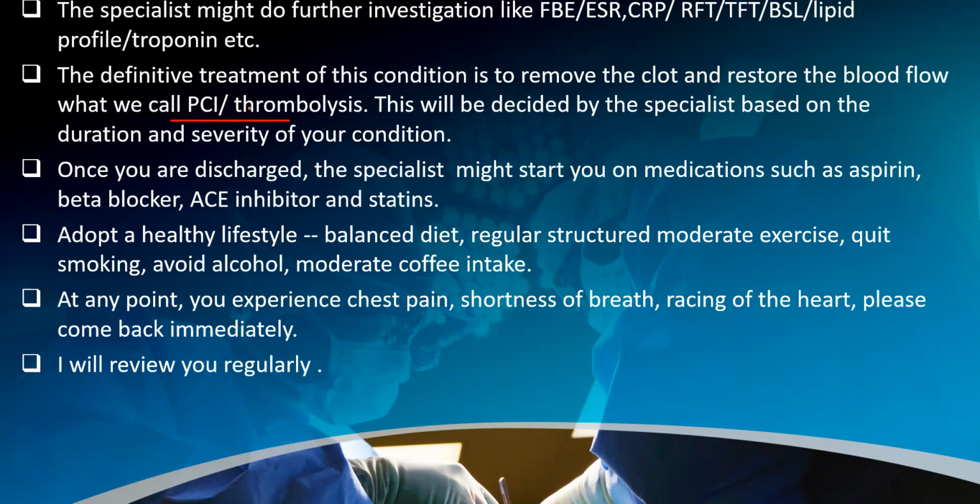In this procedure, they will take you to a catheter lab, and you will be managed by a multidisciplinary team of specialists, including a cardiothoracic surgeon, anesthetist, and interventional radiologist. They will take you to the theater as soon as possible to remove this clot by this procedure. This procedure will be decided by your specialist based on the duration and severity of the condition.